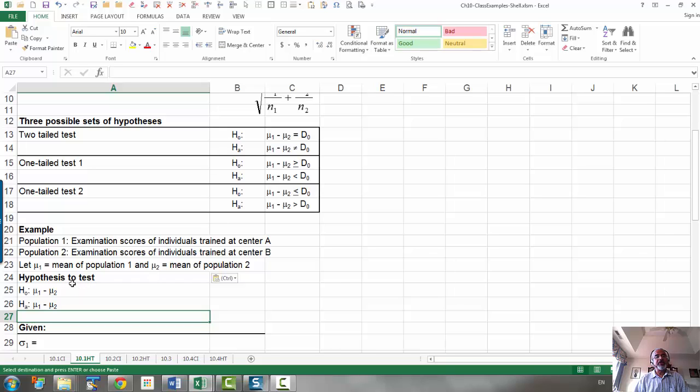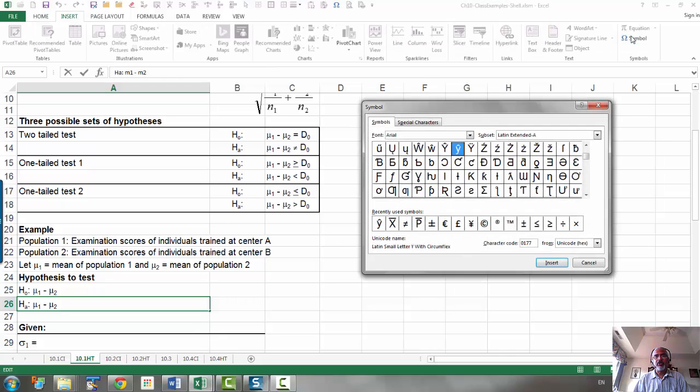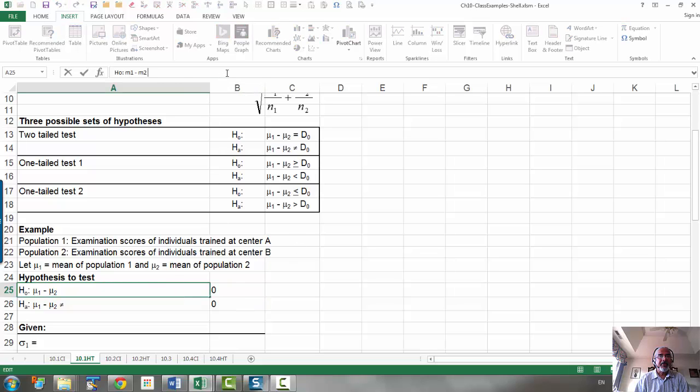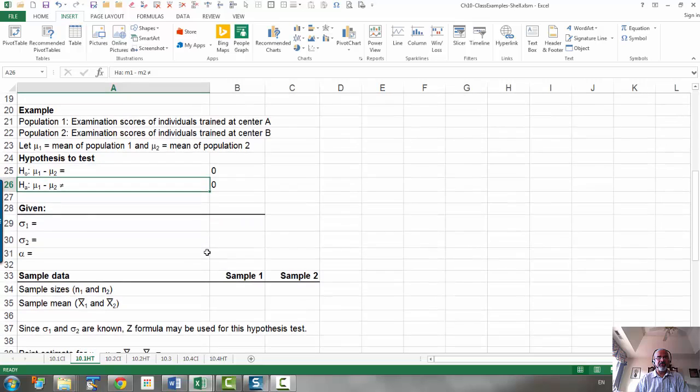Now we want to test whether there is a difference. So our alternative hypothesis is that the difference is not equal to 0. You go to insert symbol and select the symbol you want, so we want not equal to. d sub 0 here is 0, and the null hypothesis is mu sub 1 minus mu sub 2 equal to 0, which means there is no difference. Not equal to 0 means there is a difference.